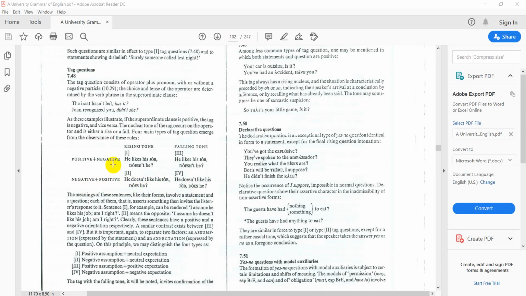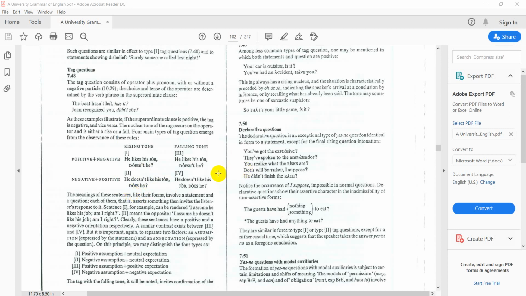Now, I just want you to have a look at these sentences. He likes his job. Doesn't he? As you see here, the stress, the rising intonation, goes up from the O up. So it is rising intonation. He doesn't like his job. Does he? See again, from the O up, the mark of the rising intonation.